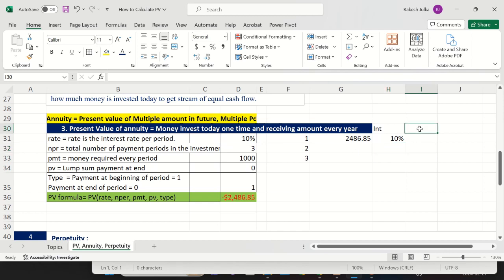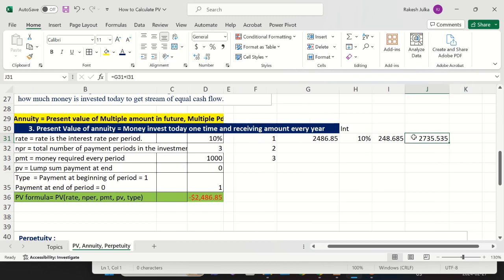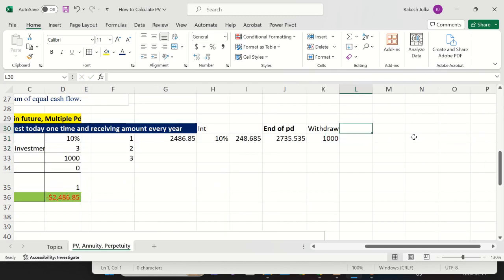So if we have the 10% interest rate, then we want to calculate the amount of the interest. The amount of the interest will be the amount invested today multiplied by 10%. Now to make a total of these two, this money plus the interest that we will earn during the period, this much money will be at the end of the period. So at the end of the period we have this money, and we know what we want to withdraw. So the withdrawal payment, how much? $1,000.